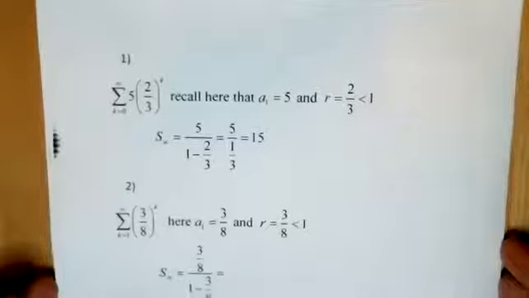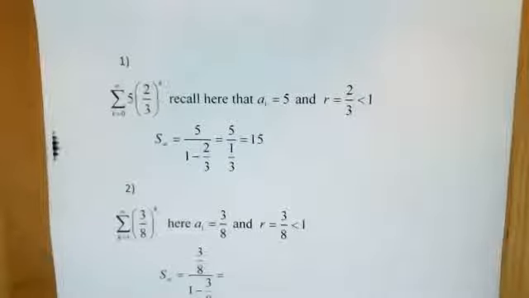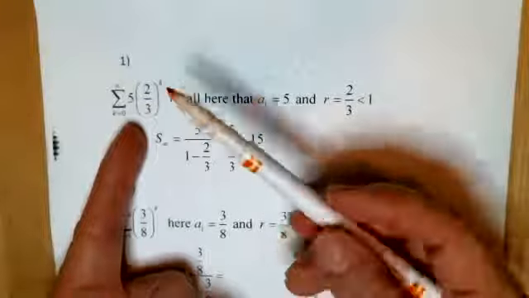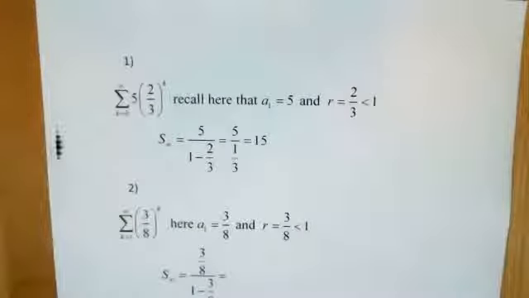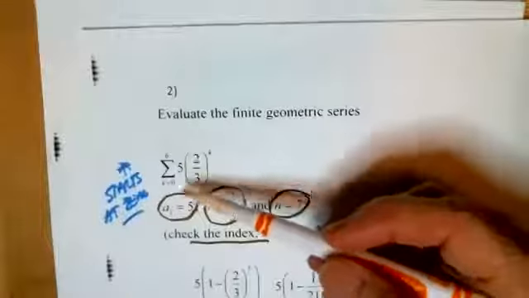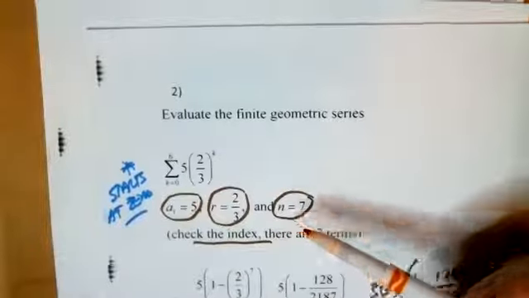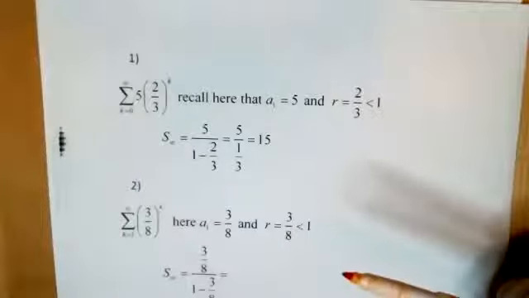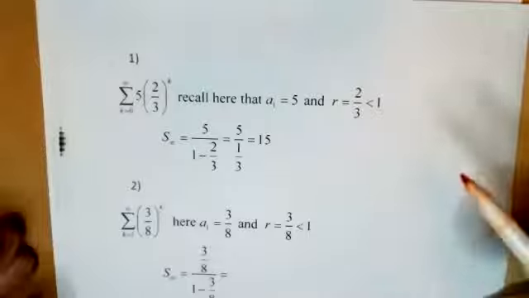Problem 1, we have the sum k equals 0 to infinity of 5 times the quantity 2/3 to the k power. Now that's the problem that we just did, and all we did is we summed the first 7 of those terms, and we got something slightly larger than 14. Now we're going to sum an infinite amount.